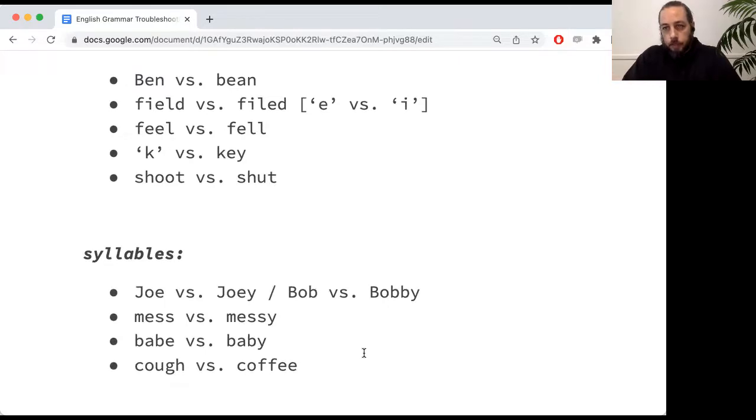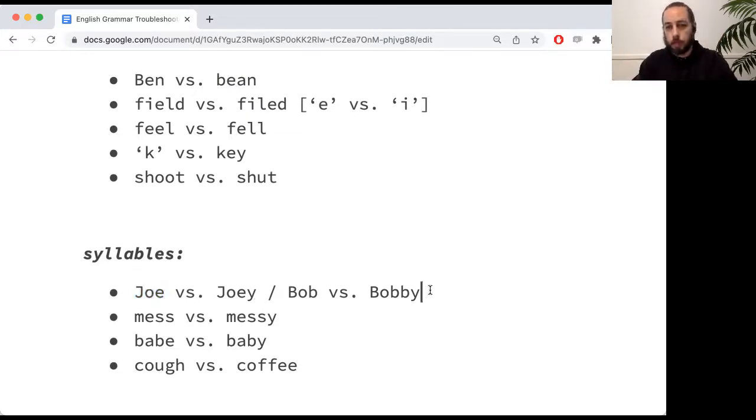Our next section is about syllables. When you add the Y in English, most of the time it'll add a syllable for you. So here we have a couple sets of names. This one right here is Joe, Joe, a one syllable name, versus the diminutive Joey. That's a two syllable. Joe, Joey.